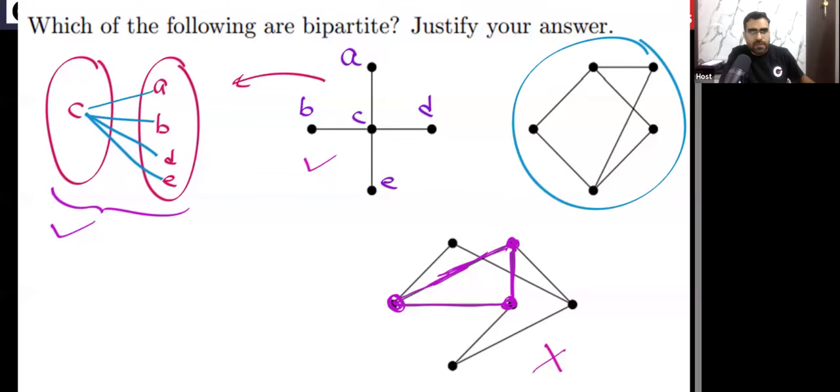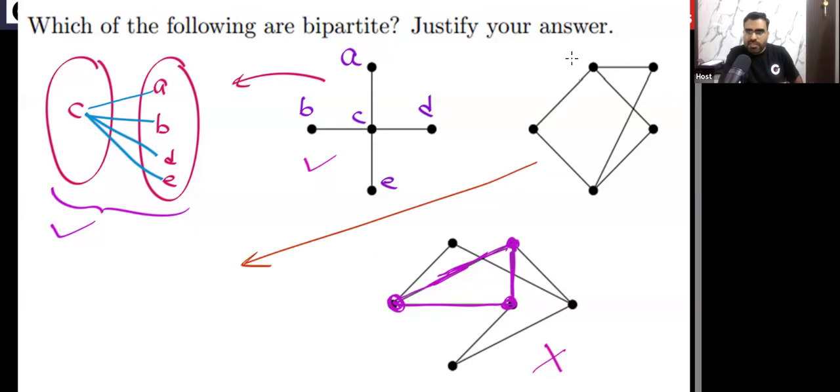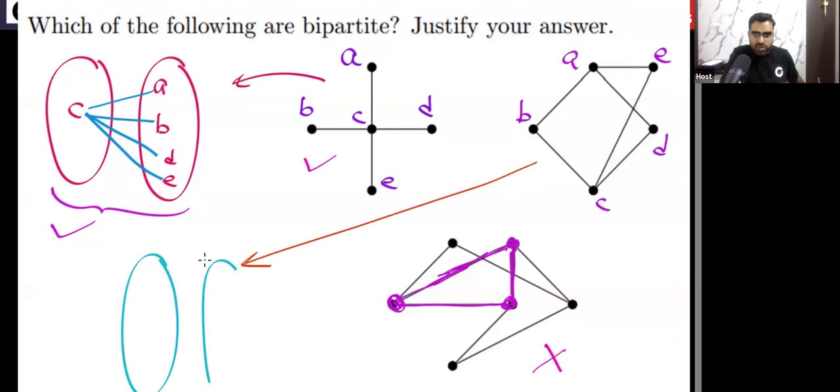What about this graph? This graph, it is looking like bipartite because it looks like that, every cycle has even length. If you see, for example, this cycle, this also has even length. But if you want to be sure whether this is bipartite or not, then what you can do, you can create a bipartition. So let me create a bipartition here. This is vertex A, B, C, D, E.